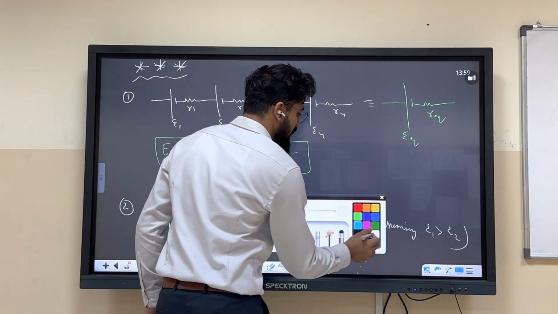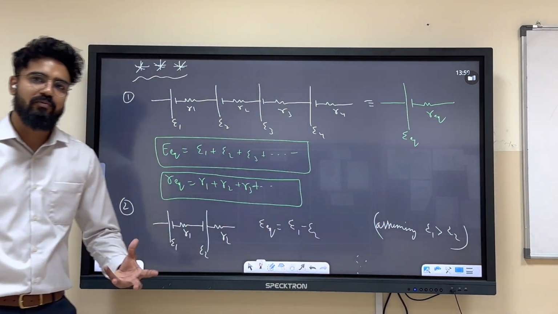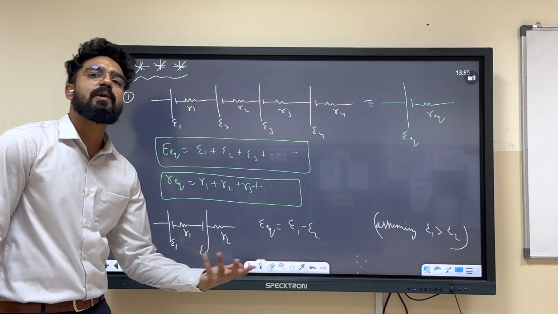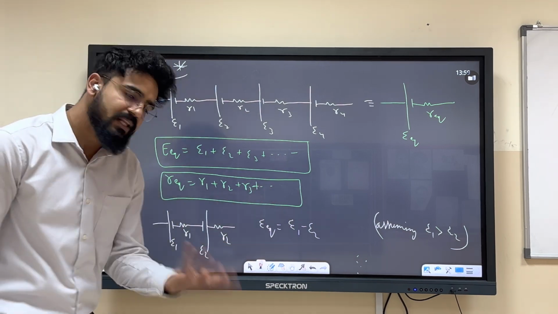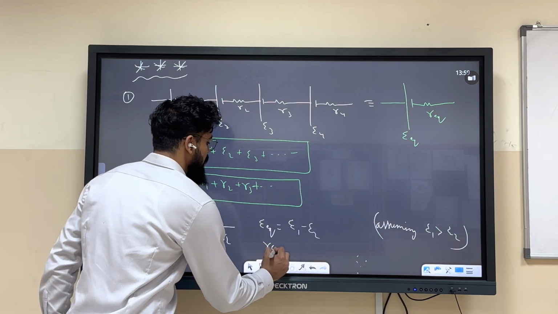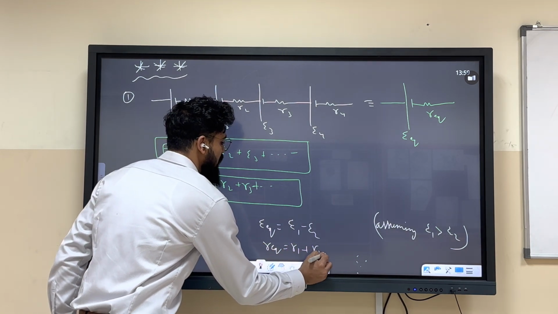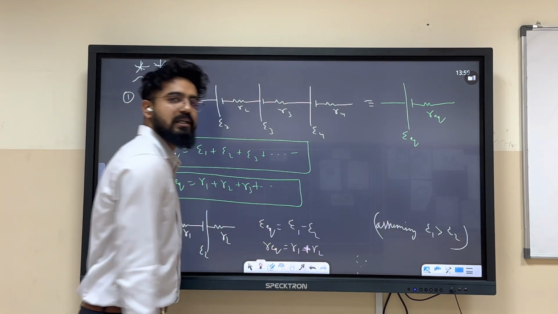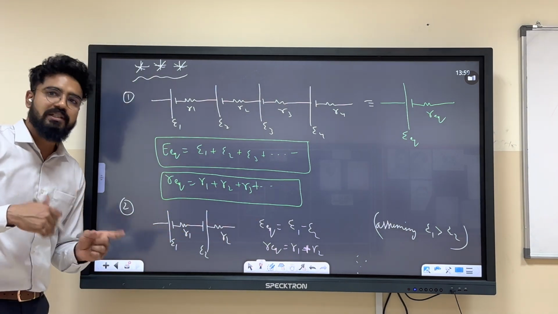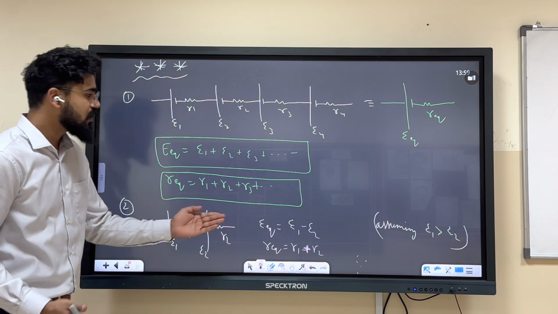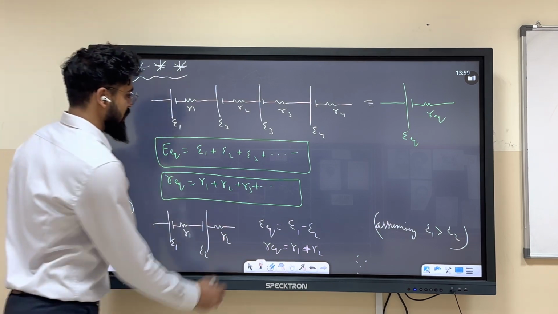But R equivalent, guys, now listen carefully. Resistance does not depend on sign, correct? So we will be just adding the resistances, correct? So R equivalent will be just R1 plus R2. So resistance will be the same as that, and over here, if we are reversing the polarity, the sign will reverse, correct?